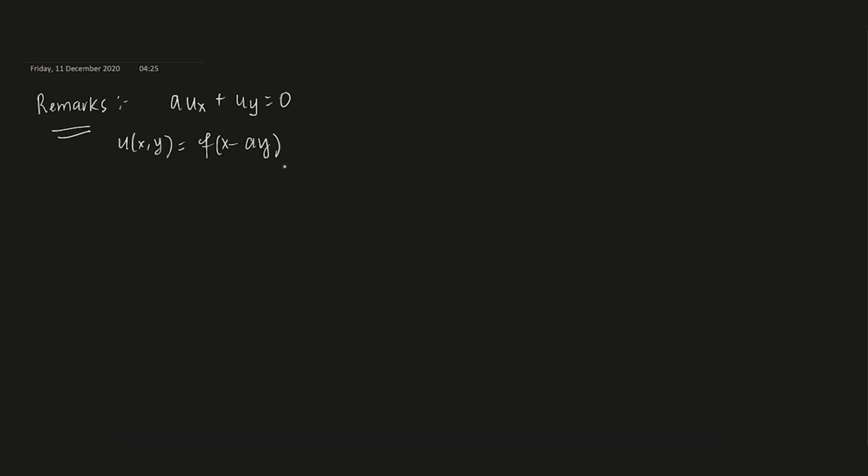Now what it says is, number one, it says that the solutions are constants along the line x minus ay equals c. So along these lines the solution is constant, that we have already discussed.